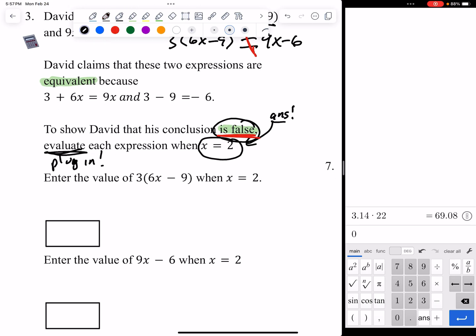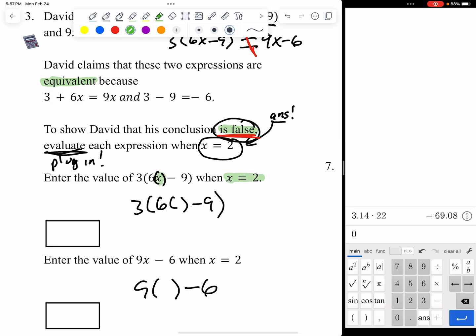Let's just plug it in. Okay, that's fine. So 3 parentheses 6, everywhere you see an x, I'm going to put a parentheses. And then I'm going to switch it to a 2, but let me do the bottom one, 9 parentheses minus 6. And what was I saying? Where I see x equals 2, I'm going to switch that x to a 2. So let's put a 2 right there and a 2 right there.